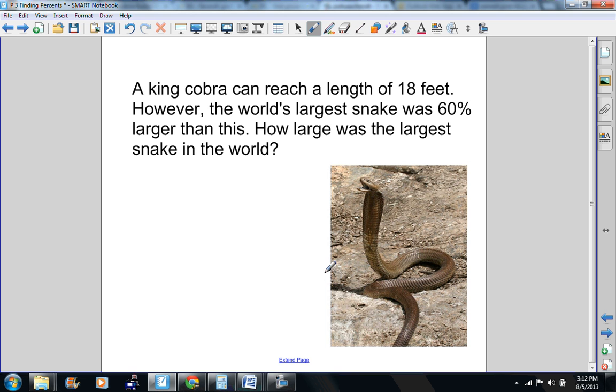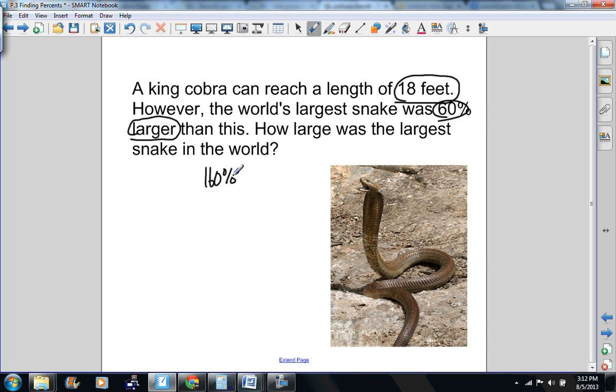A king cobra can reach a length of 18 feet. However, the world's largest snake was 60% larger than this. How large was the largest snake in the world? So, keyword is 18 feet and 60% larger. Okay, so there's a couple ways to solve this. We know that a king cobra is 18 feet, and so the world's largest snake was 60% larger. So I know that 60% larger than something is equal to 160% of that thing.